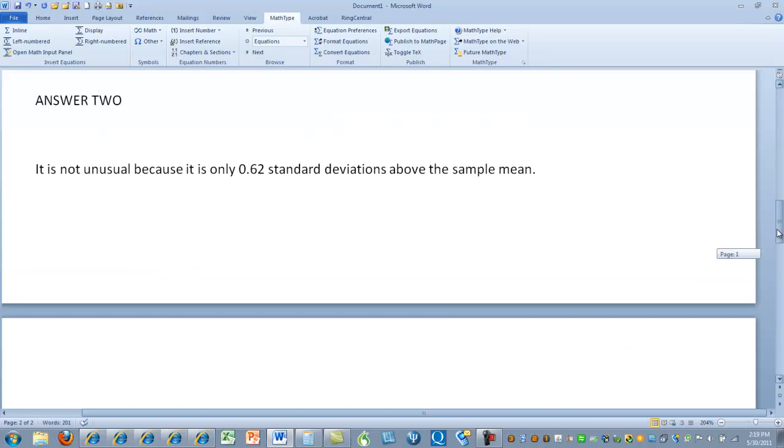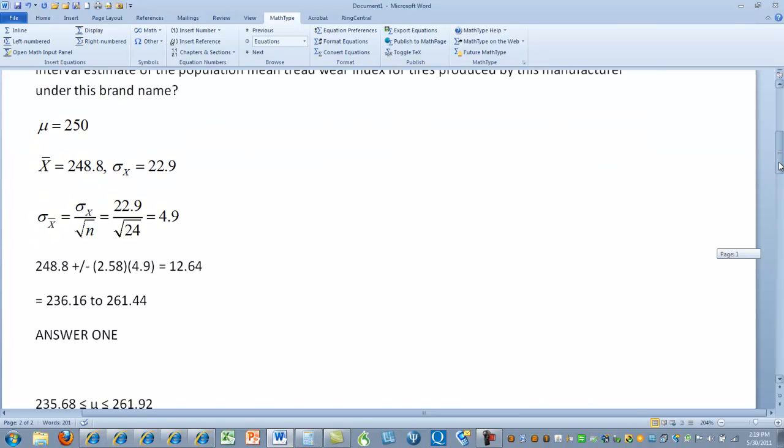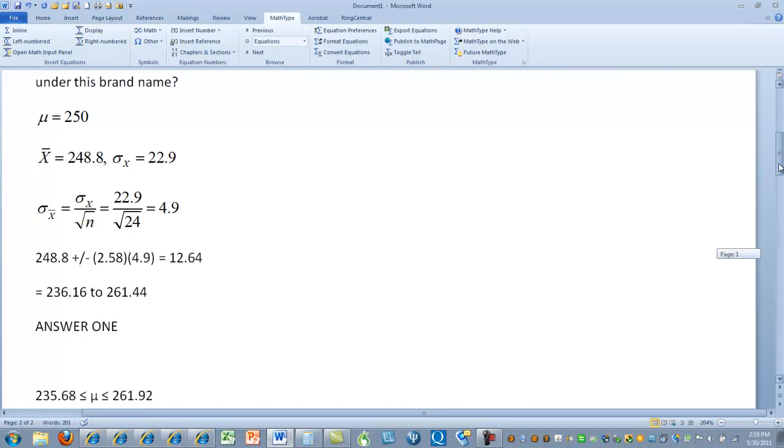So in a sample with a mean of 248.8 and a standard deviation of 22.9, that is not an unusual tire tread wear at all.